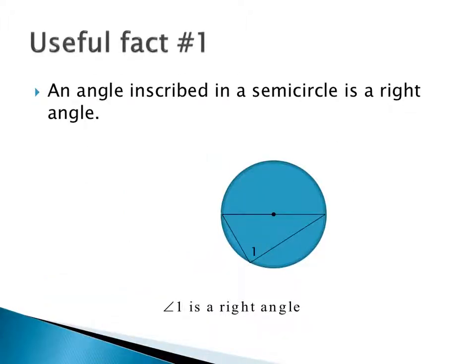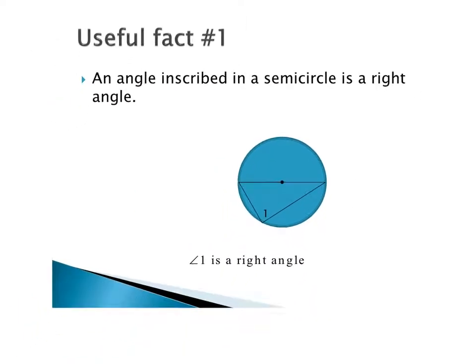Next slide. Useful fact number 1. An angle inscribed in a semicircle is a right angle. And we saw this theorem. So we could see here that if it's inscribed in the semicircle, notice our hypotenuse is the diameter, then angle 1 is a right angle. So if it's inscribed in the semicircle.